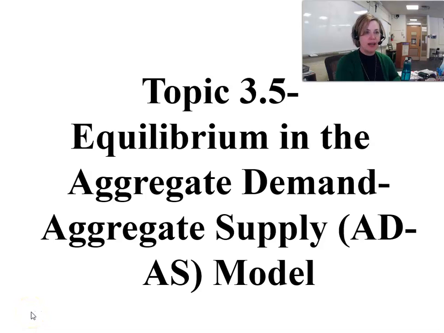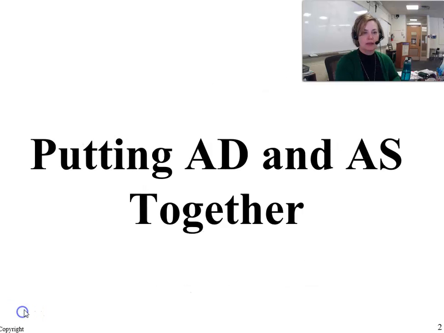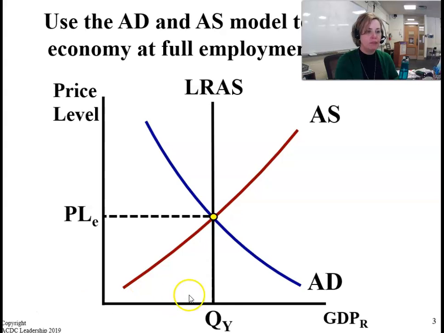In this video, I'm going to cover equilibrium in aggregate demand and aggregate supply. Now that we've covered aggregate demand and aggregate supply separately, we're going to put the two concepts together. To show the economy at full employment, we're going to draw the long-run aggregate supply line completely vertical at the point where AS intersects AD. So this represents full employment, or the natural rate of unemployment, around 4% or so.